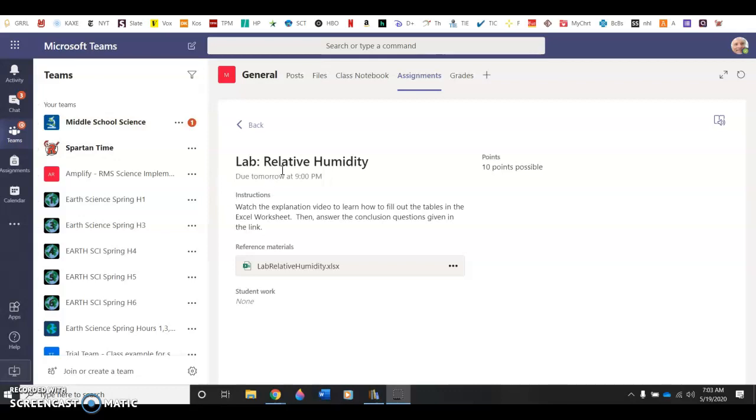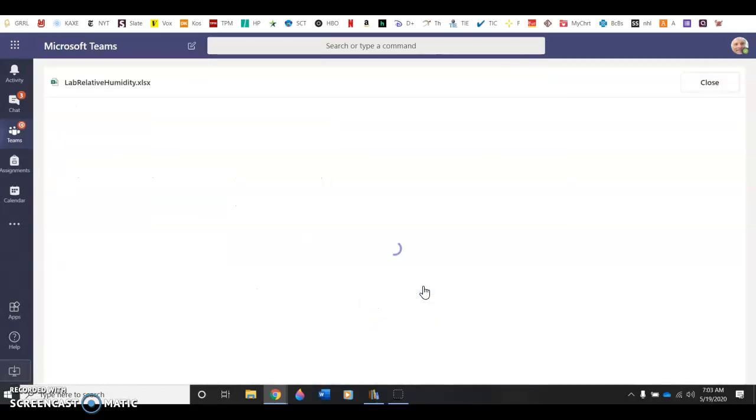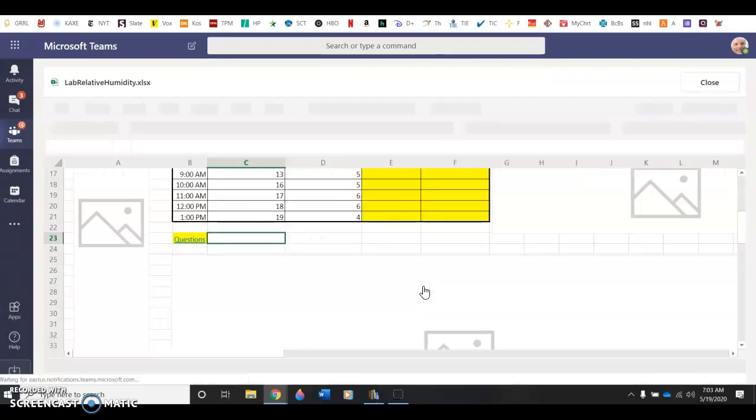Now I'm going to pull up today's activity. So in Teams, you'll find today's activity. It's called Lab Relative Humidity. And you'll go here. We're going to watch an explanation video, what you're doing right now. Fill out the tables in the Excel worksheet. That's this right here. And then in the worksheet, there's a link with some questions. You have to make sure to do those questions, otherwise you're not going to get credit for the activity. So whenever you're doing these, go here and open in Excel or open in Teams. Either of those makes it easier for me to see. It's not so difficult. A lot of you are still having difficulty with that.